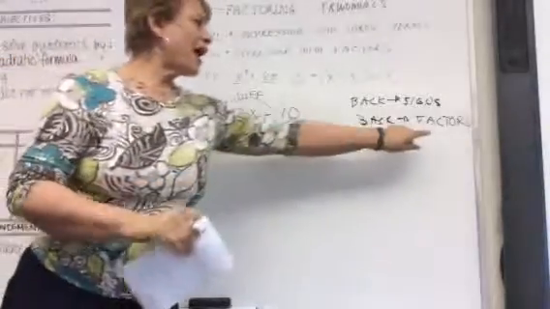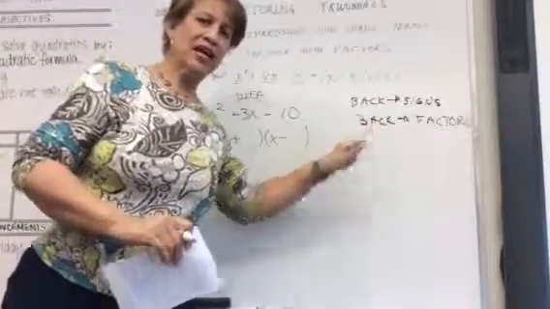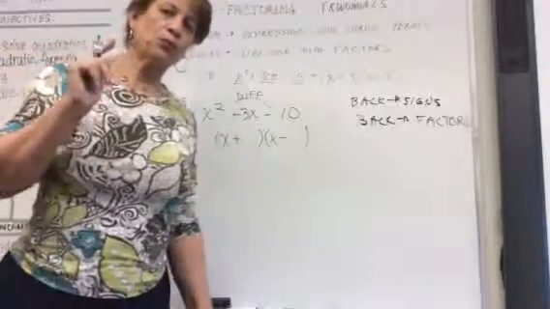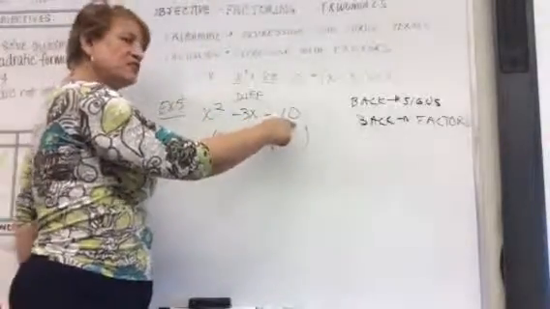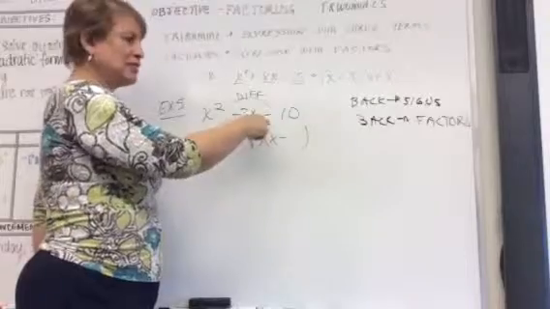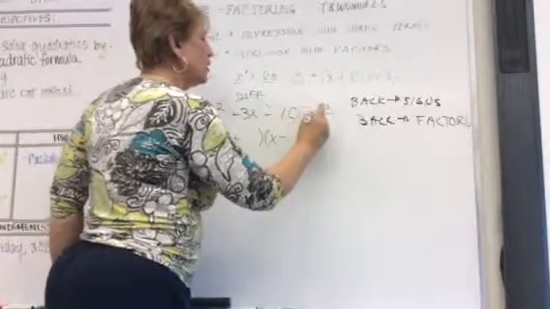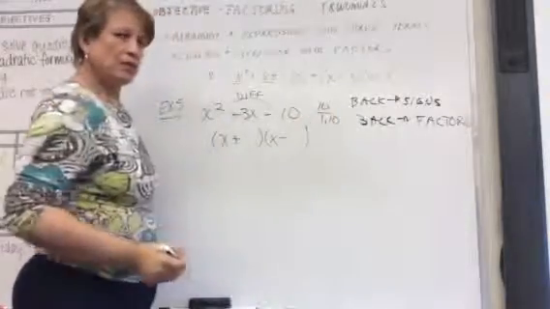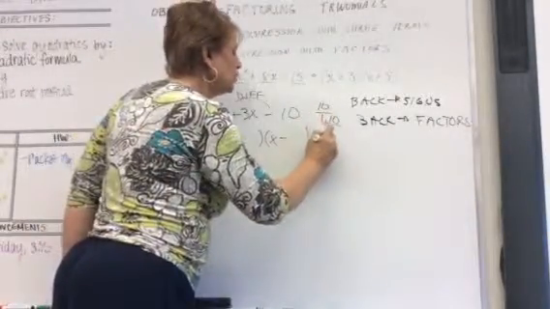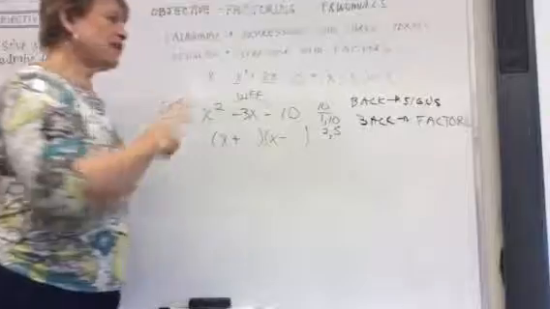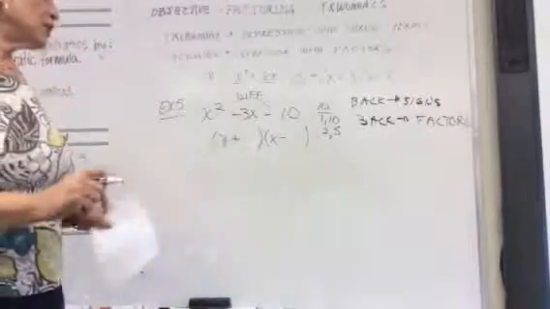Now, for the factors, we have to go to the back again, and you're going to ask yourself that question. What factors of 10 do I subtract and get 3? Well, let's see. 1 and 10? Nope, that doesn't work. 2 and 5? Yes, 5 minus 2 is going to give us 3.